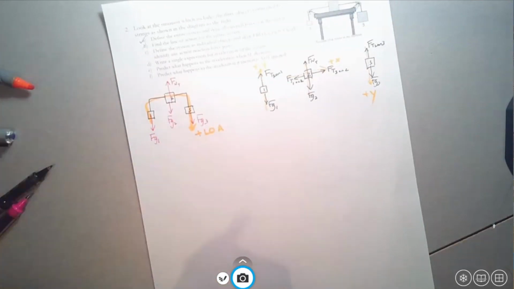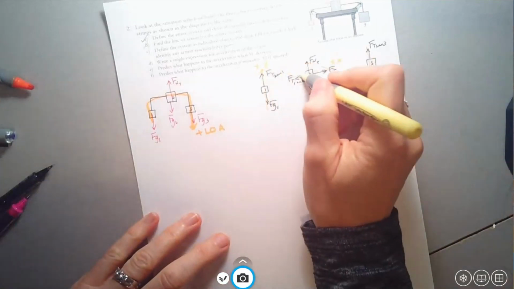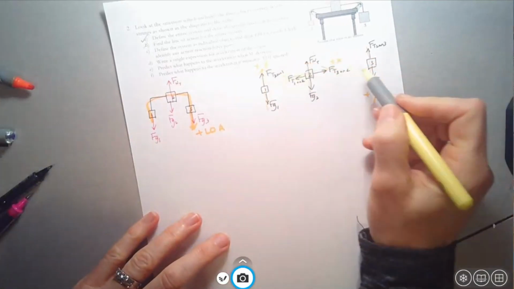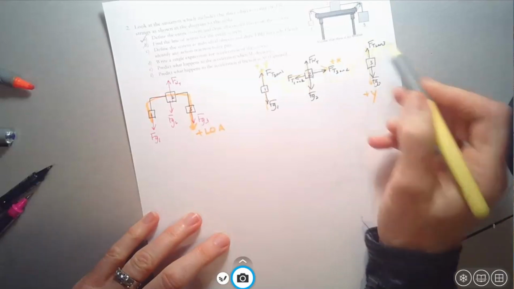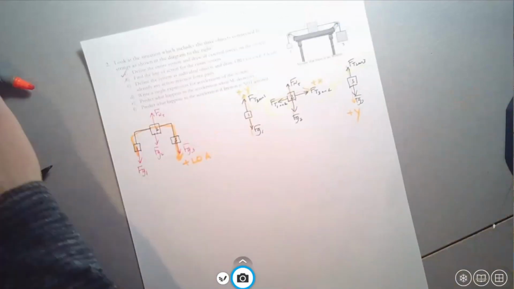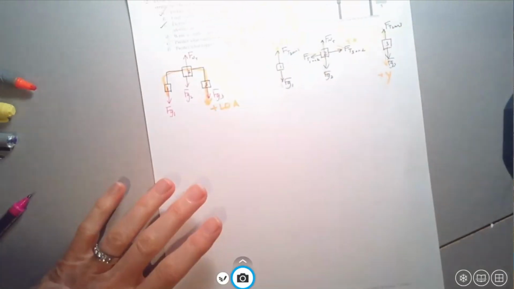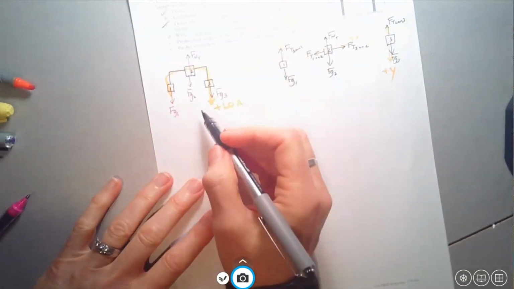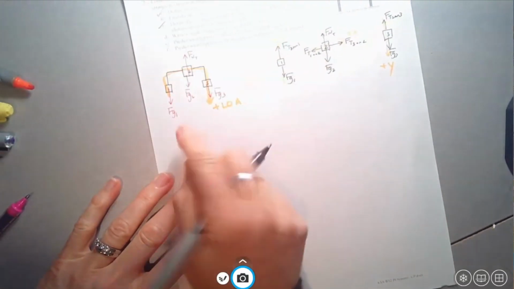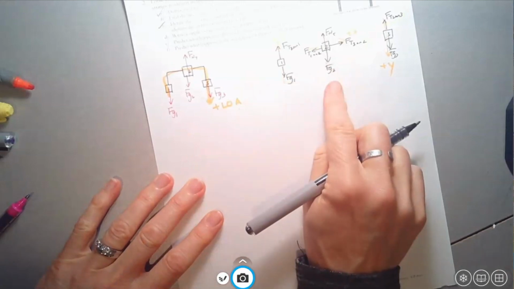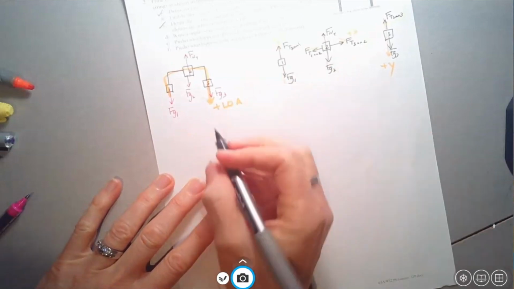Action-reaction force pairs in this case, hopefully you could hear this: this is an action-reaction force pair, and this is an action-reaction force pair. Okay, so let's write a single expression for acceleration of the system. To do that, I'm going to do this. You could do it here, but it's a lot more work, so I'm just going to do it here.